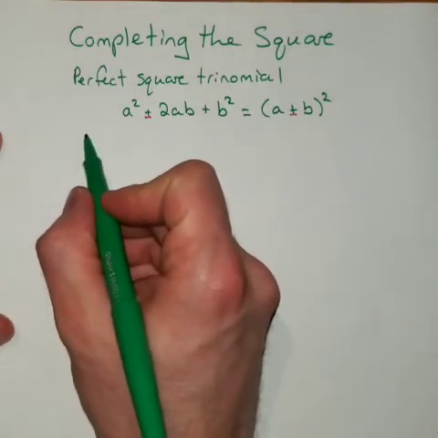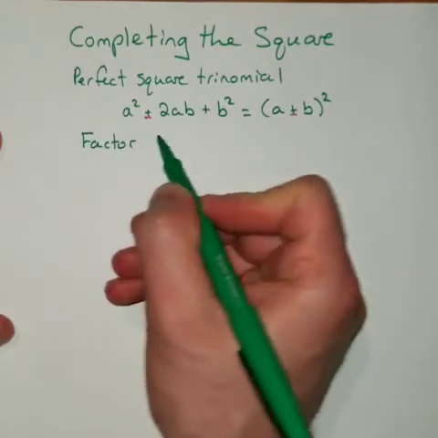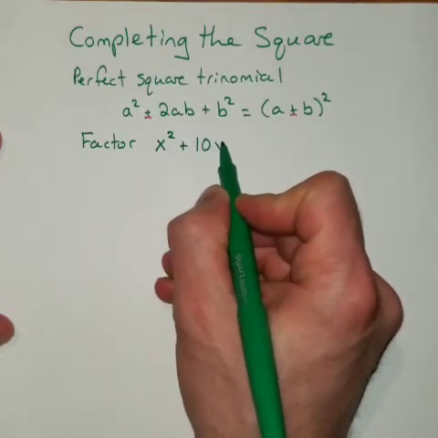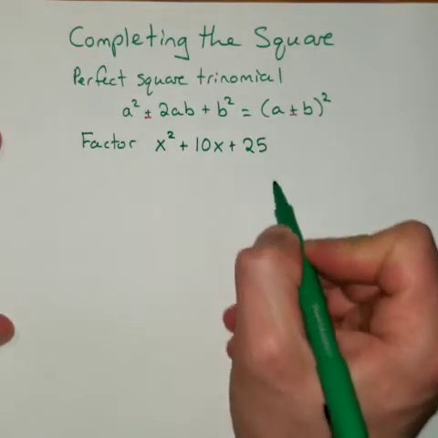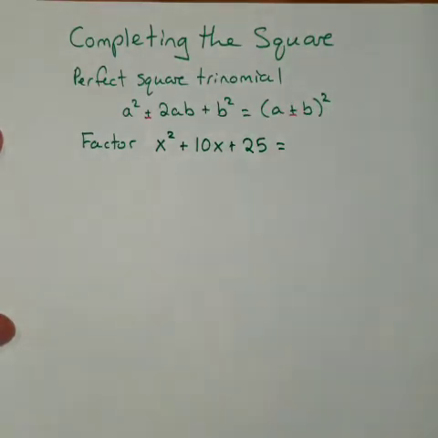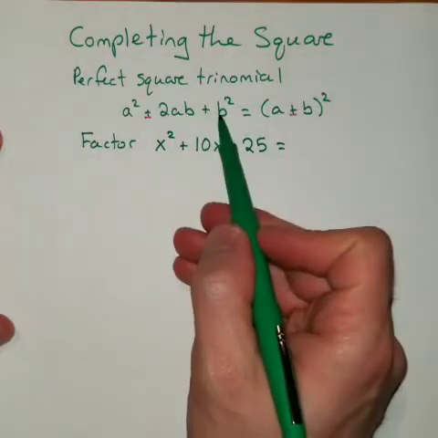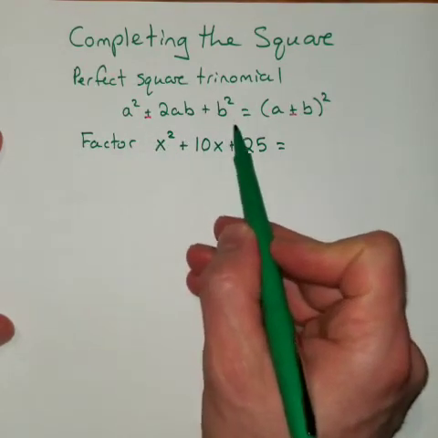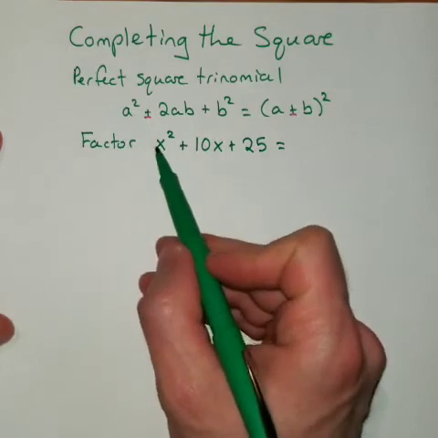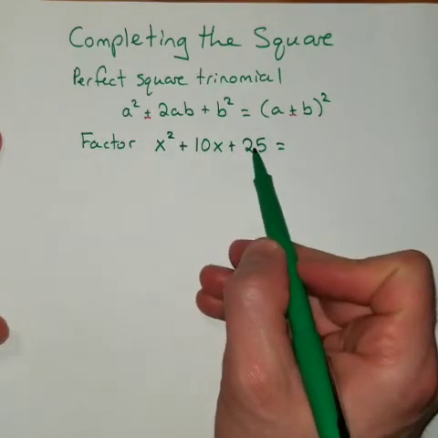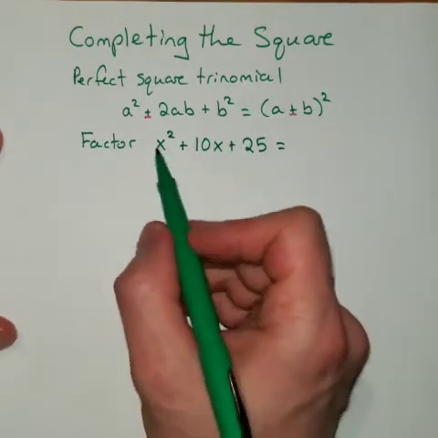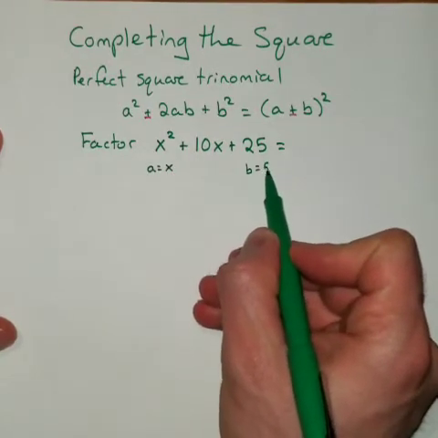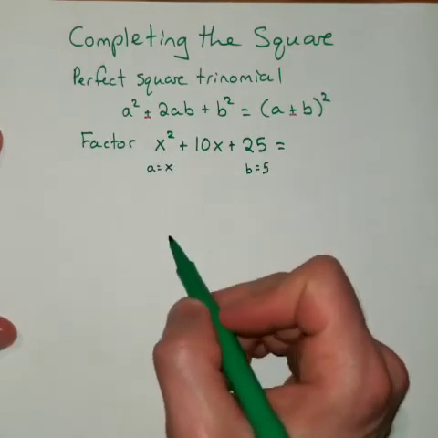If we were to factor something like x squared plus 10x plus 25, well, it fits the formula because, first of all, you have a square in the first term and a square in the second term. So a squared is x squared, b squared is 25, which is 5 squared. And so the a value is the x, the b is the 5. These are the square roots of the two ends.